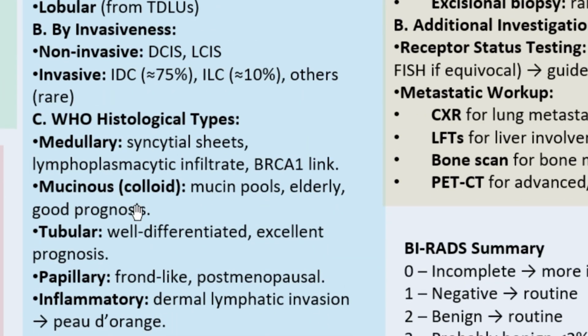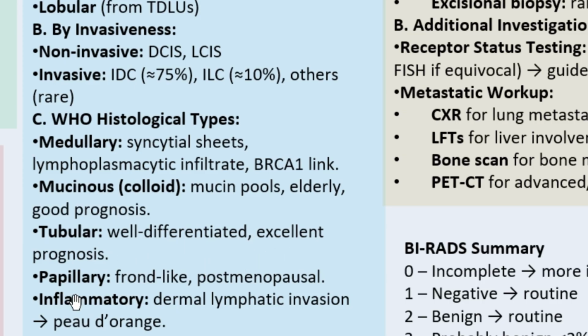Then when we look at the WHO histological types, we have the medullary breast cancer, where we have syncytial sheets and lymphoplasmacytic infiltrates, and it is mostly linked to the BRCA1 gene, and it is also sometimes associated with triple negative breast cancer, and this is a very, very bad prognosis. Then we have the mucinous or the colloid, where we have mucin pools within the tumor. So when the tumor is cut open, there can be mucin pools within that tumor, and it's most common in the elderly, and it has a good prognosis. Then we have the tubular or well differentiated, and it has an excellent prognosis.